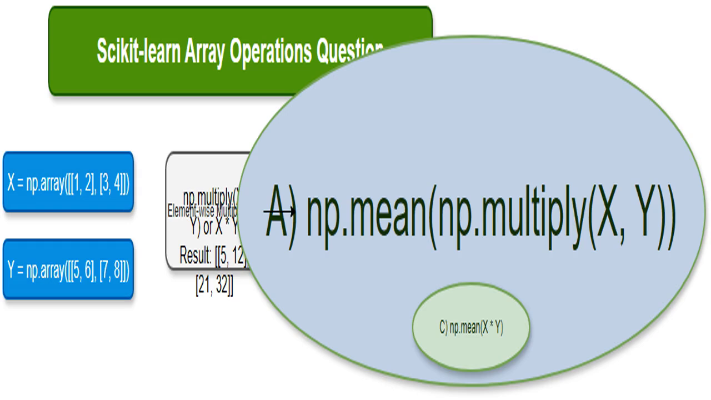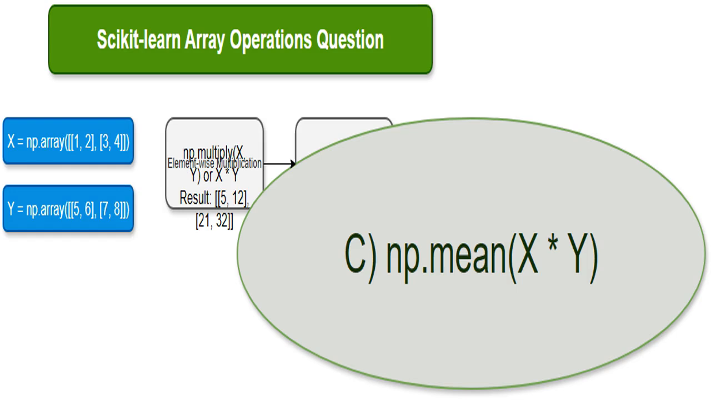17.5. This code snippet first performs element-wise multiplication and then calculates the mean of the result. It's a correct way to solve the problem. This achieves the same result as option A, but in a more compact manner by directly using the operator for element-wise multiplication. It's also a correct solution.